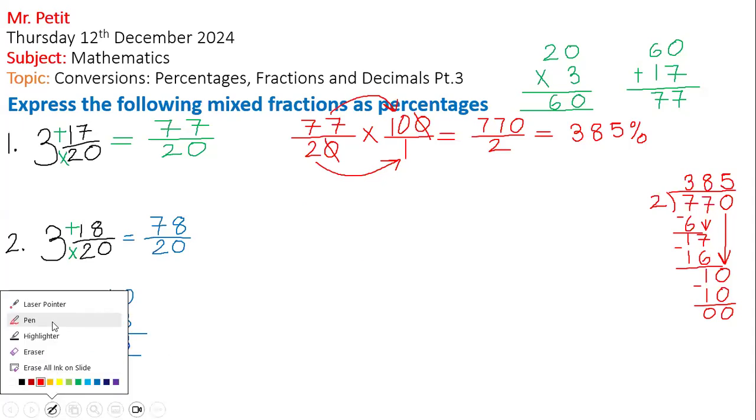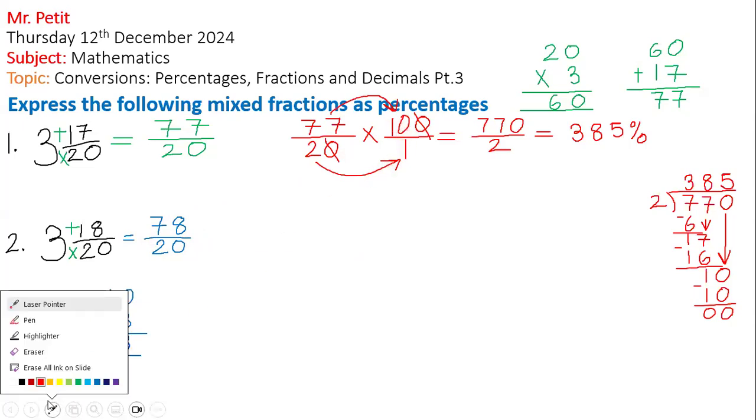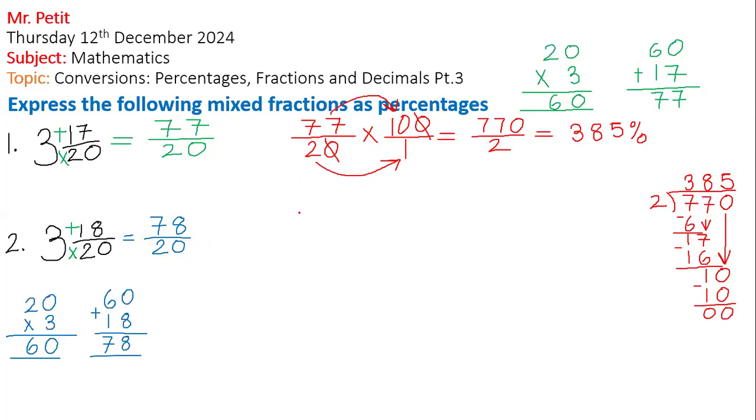So I have 78 over 20. Now I need to multiply it by what? 100. 100, very good. So we have 78 over 20, right? And we have to multiply that by what? 100 over 1. 100 over 1, very good.